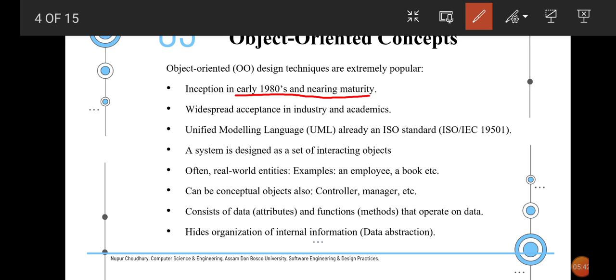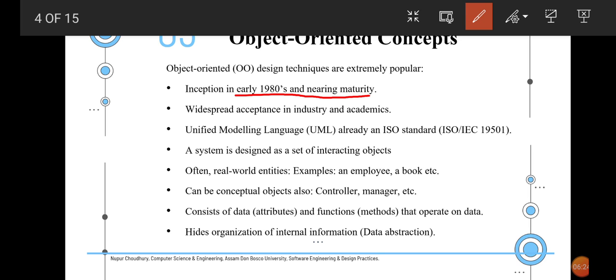So the object oriented concept was first introduced in the early 1980s, and it is now nearing its maturity level, which means that it is already fully functional, and furthermore scalable factors are being introduced into it. Object oriented concepts, or OOD designing concepts, are widely accepted both in industry and academics, primarily because they are more relevant to the real world, as we can represent everything as a real life entity.